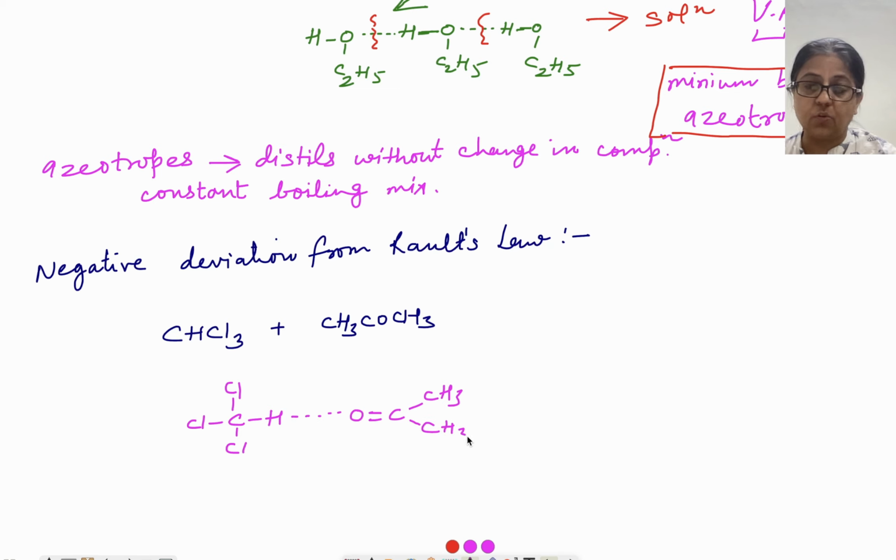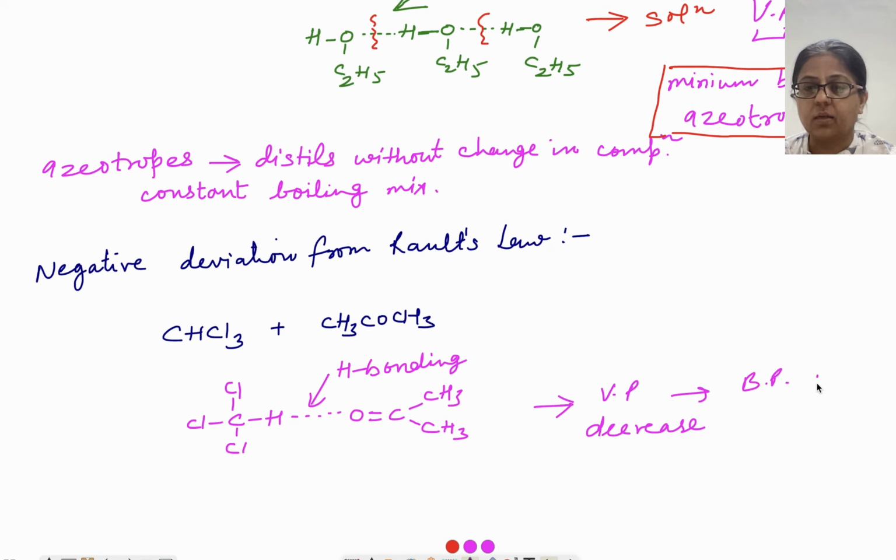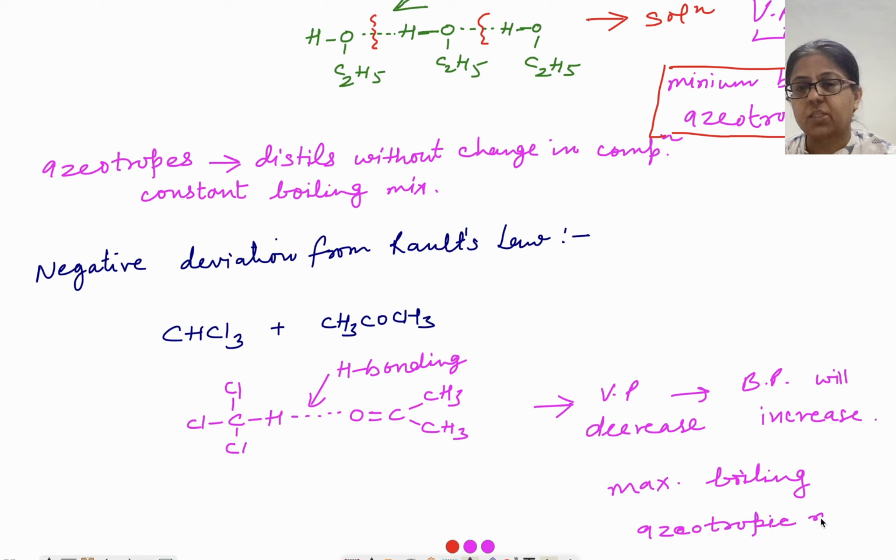So in this case, a new force of interaction, that is hydrogen bonding, is formed after mixing the two components in the solution. And when the new interaction is formed, vapor pressure will decrease and boiling point will increase. So we will get the maximum boiling azeotropic mixture here. When vapor pressure decreases, boiling point will increase because they are inversely proportional.